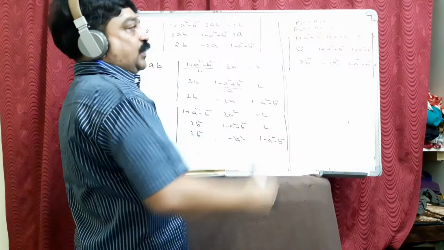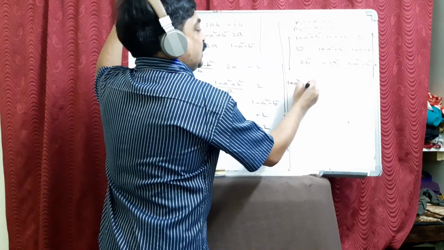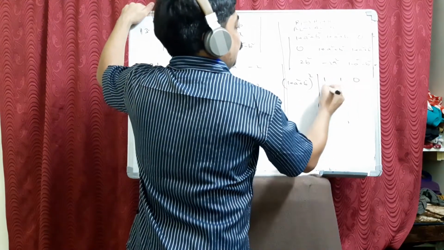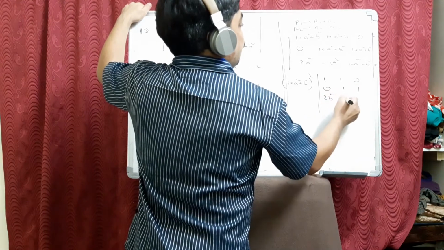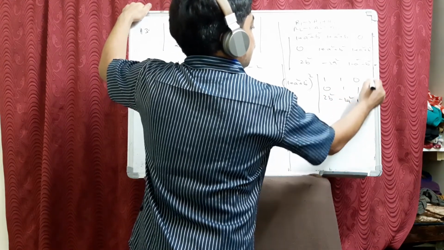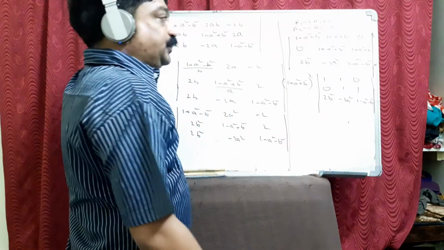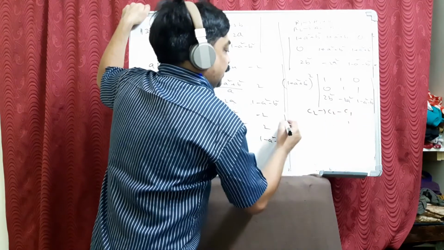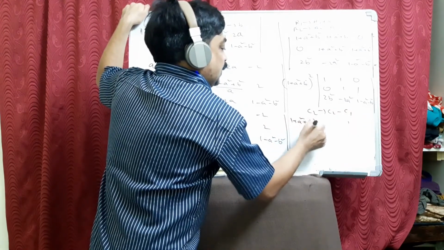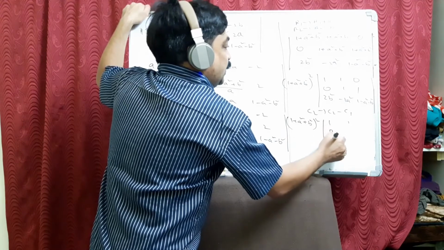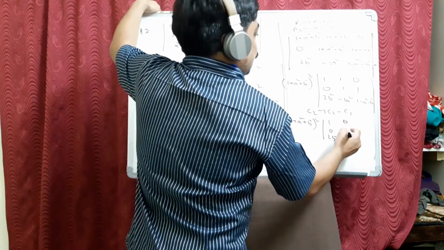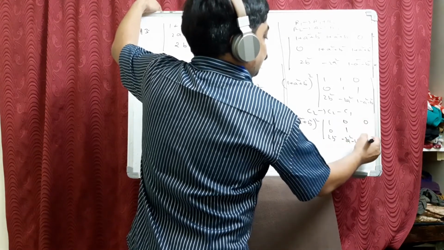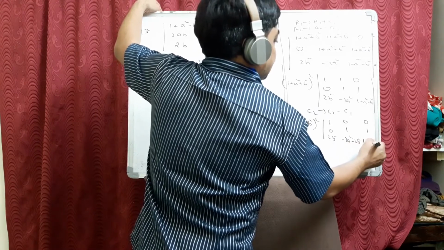Now what you can take out from the first row? 1 plus a square plus b square. Second row also, so I wrote whole square. It becomes 1, 1, 0, 0, 1, 1, 2b square minus 2a square, 1 minus a square minus b square. So let us make this also 0, so that you can apply the property. C2 to C2 minus C1. So it becomes 1 plus a square plus b square whole square, 1, 0, 2b square, 0, 1 minus 2a square minus 2b square, 0, 1, 1 minus a square minus b square.